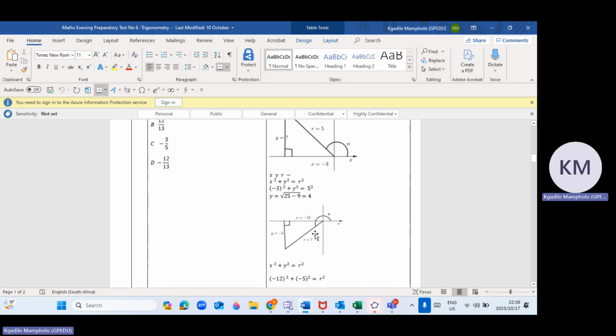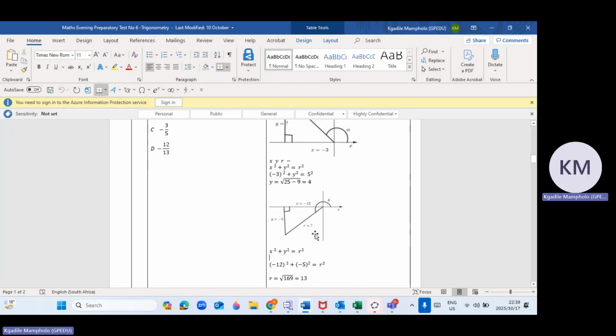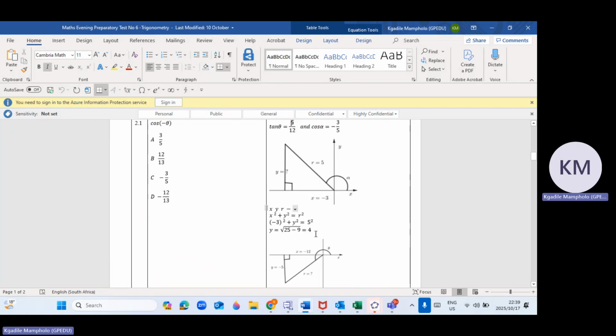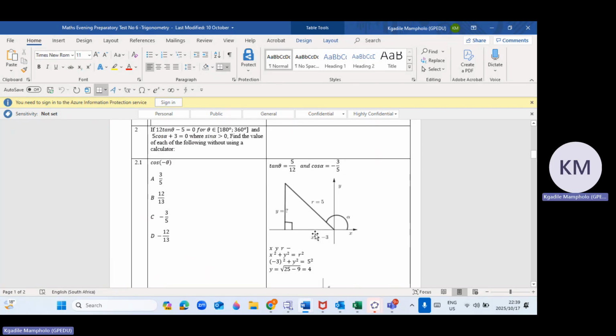But let me also bring it to your attention. It doesn't matter which quadrant you use, r will never be negative. But x and y can be negative depending on the position on this Cartesian plane. Same thing: when you check the correct quadrant, first you check the sign, from there you check the restriction, then you'll be left with only one quadrant.